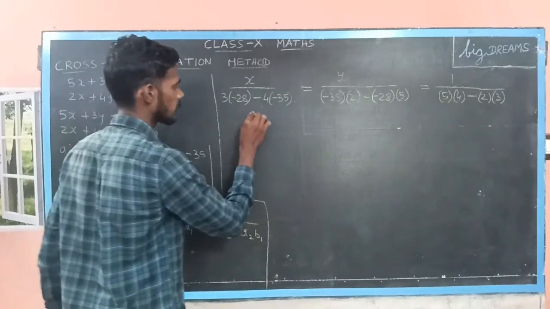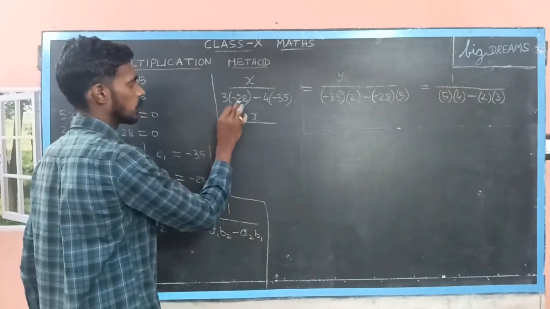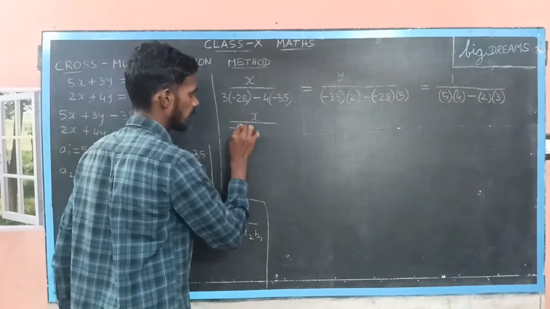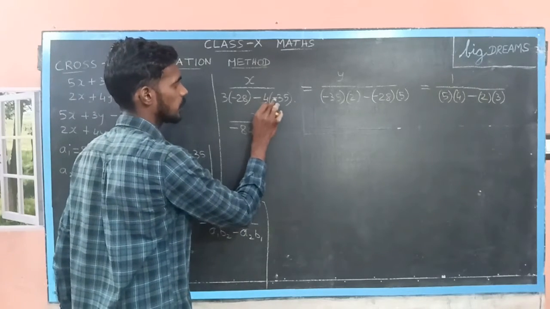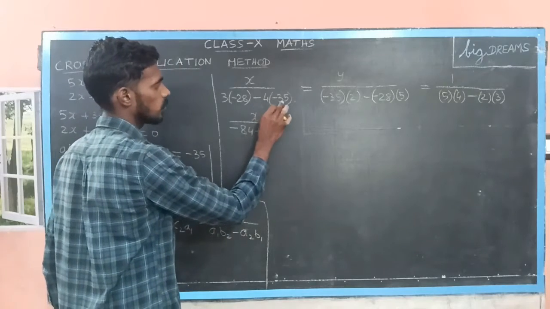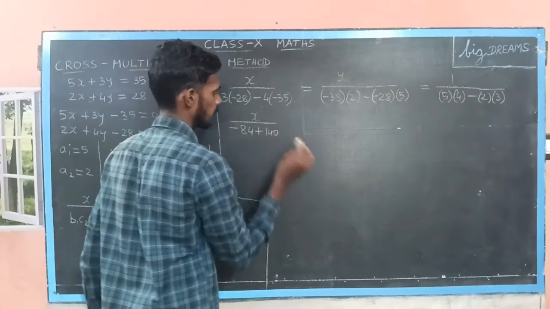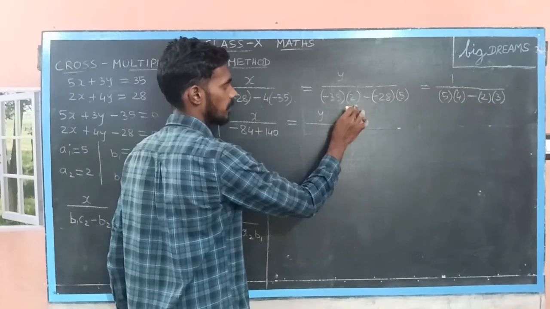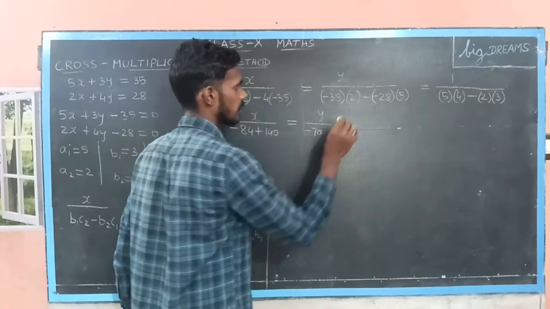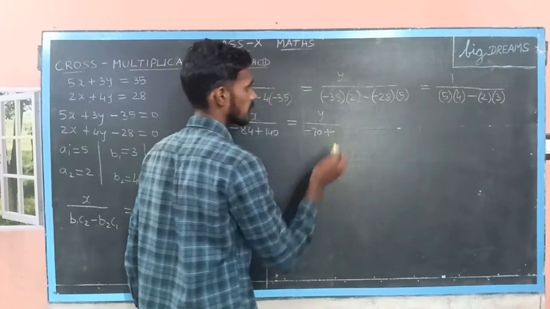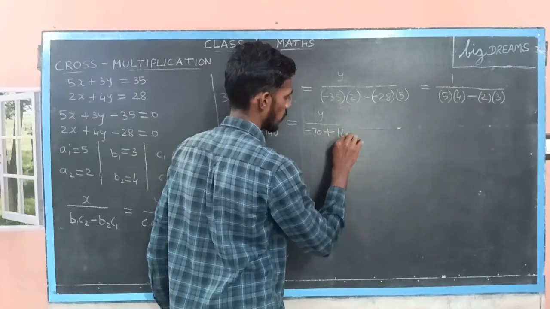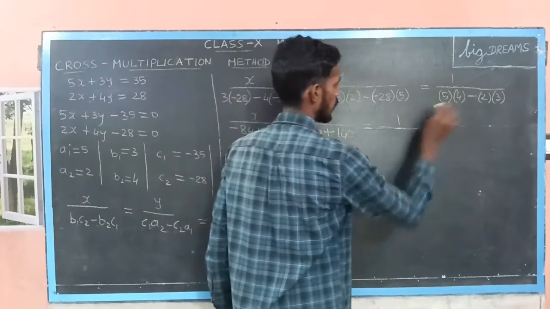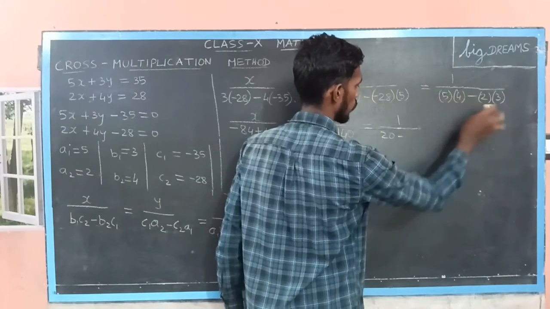Now simplify this. It is x divided by 3 into minus 28. So put the minus sign first, then 3 into 28 gives 84. Then minus into minus becomes plus, 4 into 35 gives 140, is equal to y divided by minus 35 into 2 is minus 70, then minus into minus becomes plus, 28 into 5 gives 140, is equal to 1 divided by 5 into 4 is 20, then minus 2 into 3 is 6.